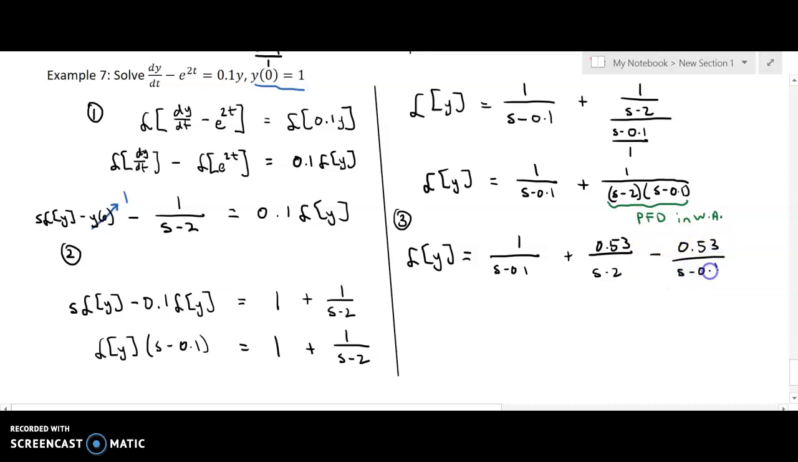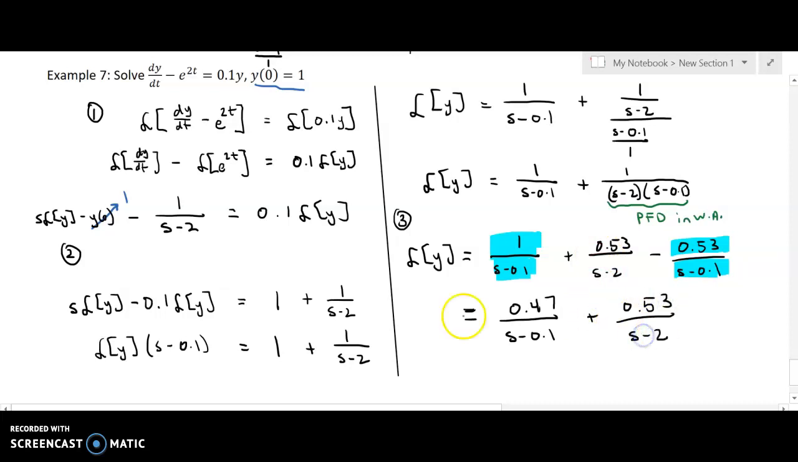over s minus 0.1. So in the previous video, I mentioned that these values aren't as predictable as they might seem. It depends on these values in the denominator. So to make our lives a little bit easier here, I see that I have two like terms. I have one copy of 1 over s minus 0.1 here, and then I have negative 0.53 copies of 1 over s minus 0.1 here, so I can combine the numerators there since these are just fractions. And 1 minus 0.53 comes out to 0.47 over s minus 0.1 plus 0.53 over s minus 2.